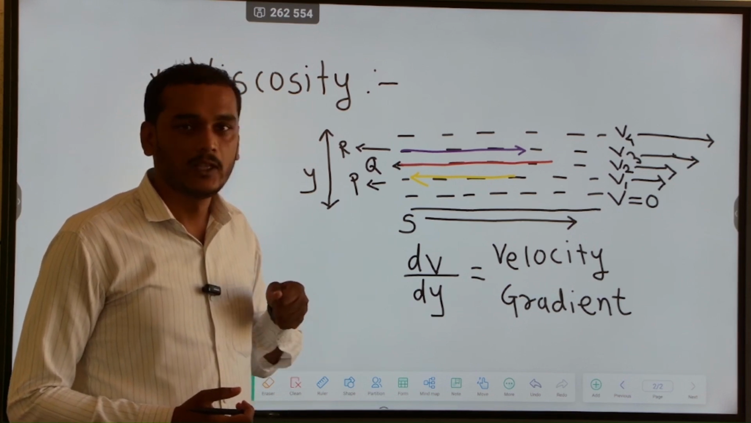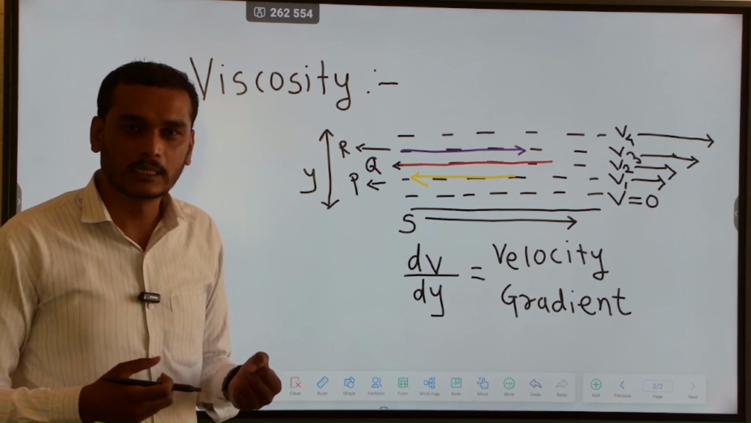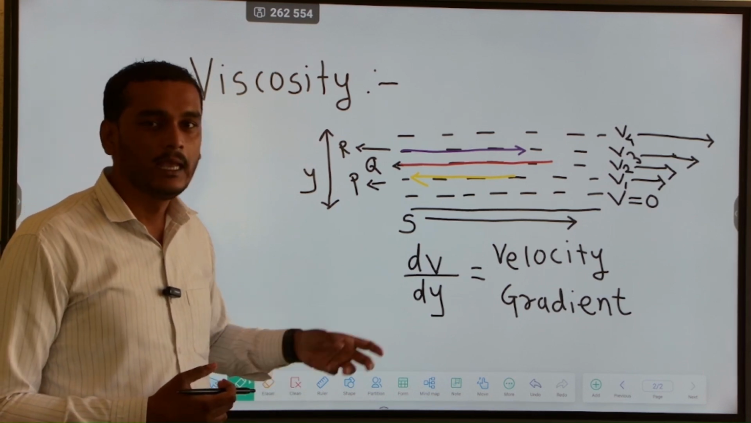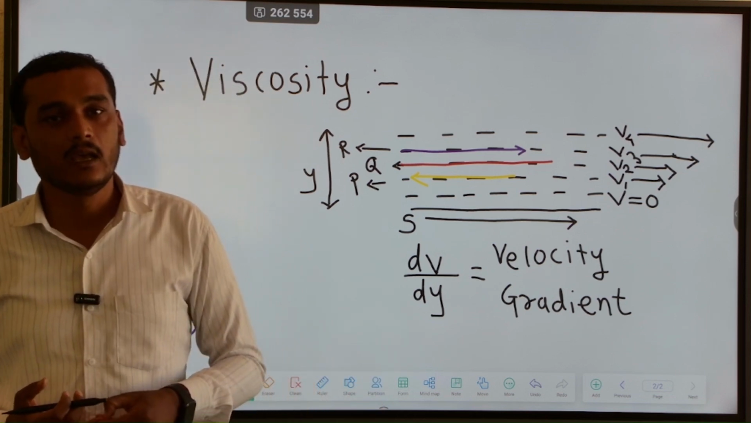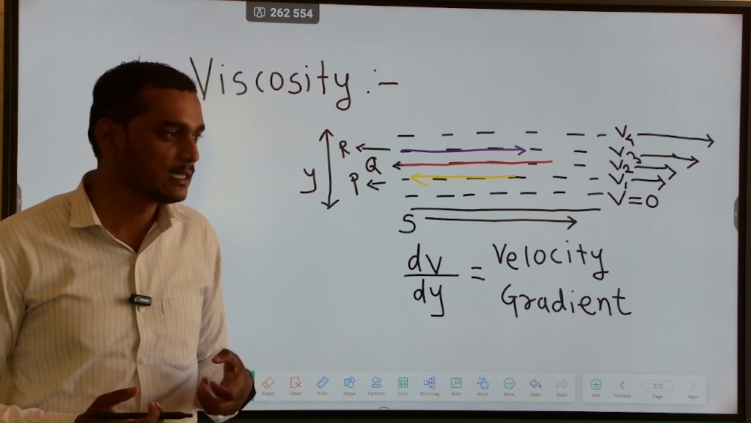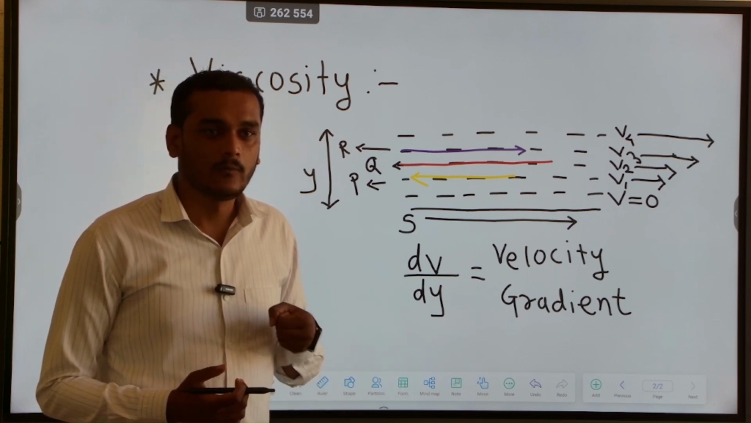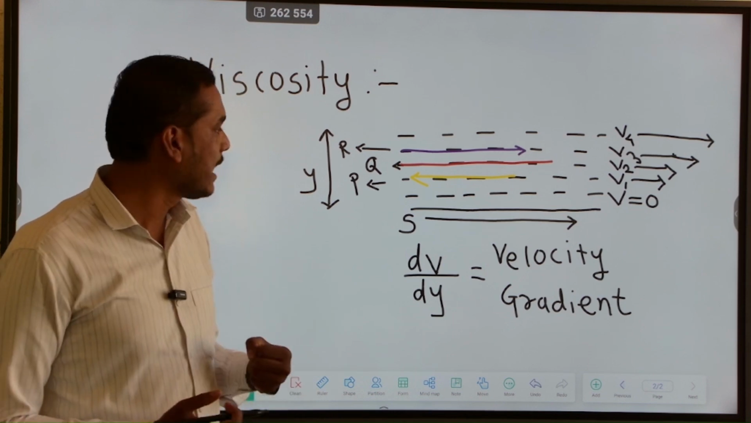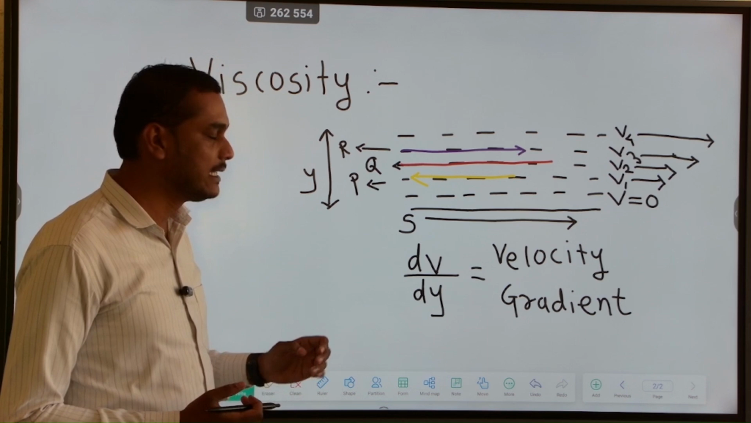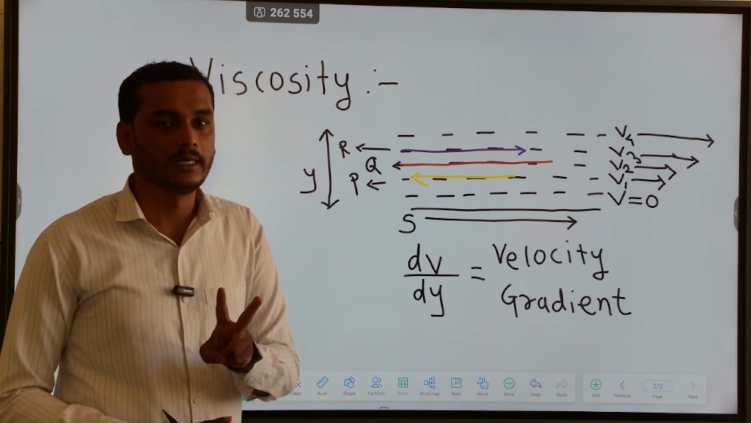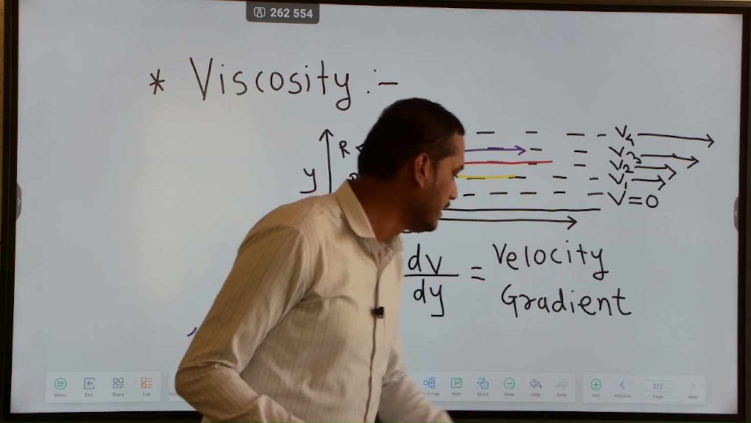One force tries to move layer Q faster and the other force tries to slow the speed of layer Q. And these two tangential forces, or this combined force, is known as viscous force. That is, viscous force is the total addition of forward force and backward force acting on layer Q. This viscous force is directly proportional to two quantities. So let us go to the next slide.